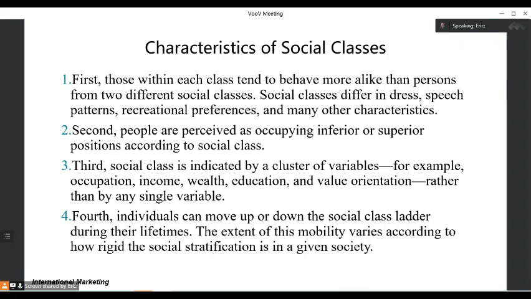I want to find an example. Maybe there's not a specific example. It's about what we know about luxury goods. We find that they are just associated with the upper class, the upper level.